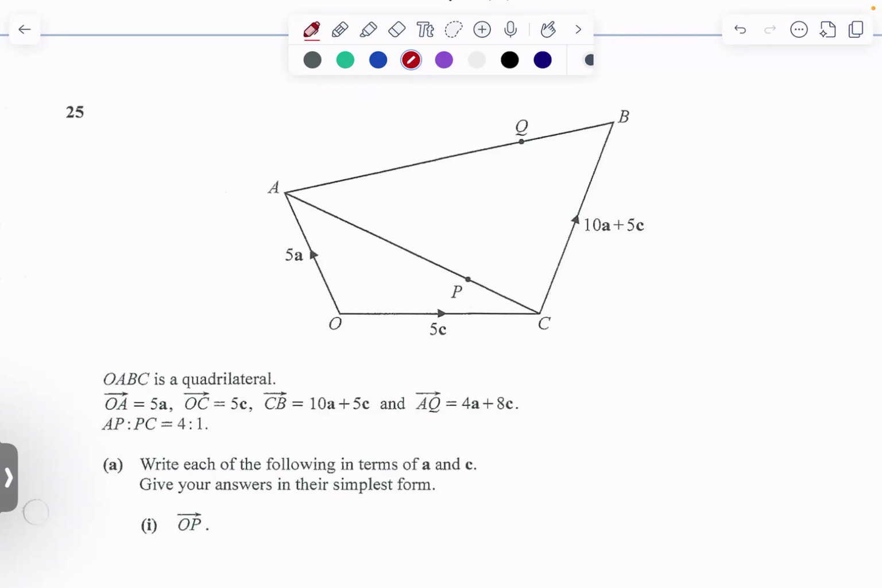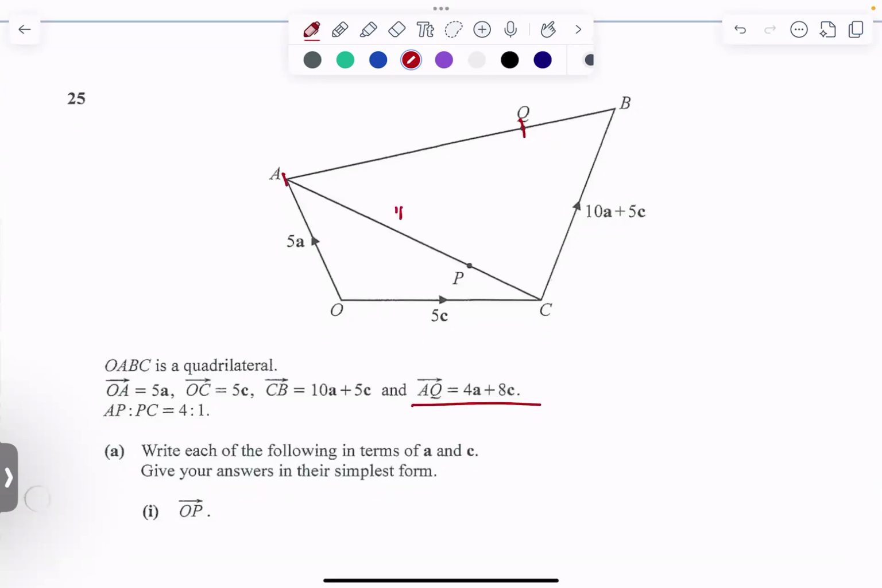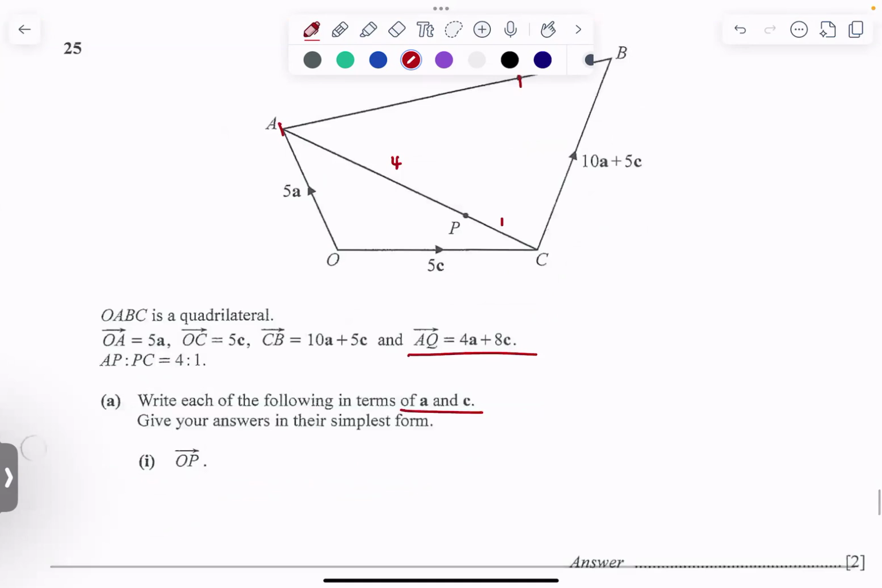OABC is a quadrilateral. OA is 5A, OC is 5C, CB is 10A plus 5C, AQ is 4A plus 8C. So AP to PC is 4:1. And then they ask you to write each of the following in terms of A and C in the simplest form, and they ask you to find OP. OP is here.